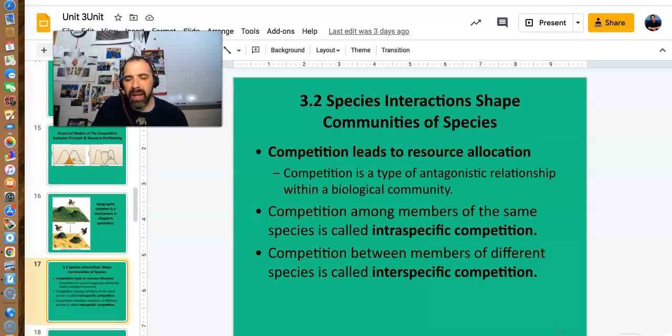All right, let's talk about species interaction, how they shape communities. So competition leads to resource allocation, which we talked about, and competition among members of the same species. So two lions fighting over the same resource, that would be intraspecific. Competition between members of different species is called interspecific. So you've got intra and inter.